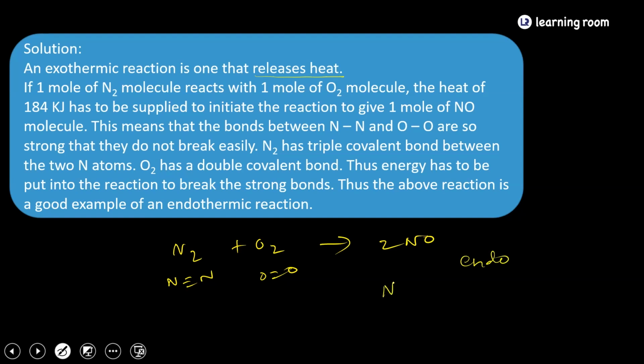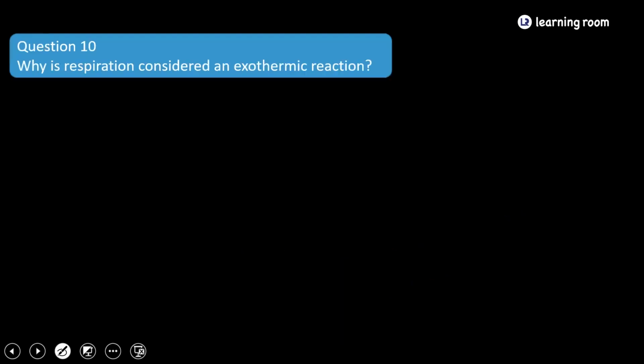Now what happens? The NO bond is formed. Okay? N triple bond O is formed. But this triple bond and this double bond have to be broken. So you have to provide more energy. Then only will it form nitrous oxide. Okay? That is why they say it is an endothermic reaction. So why is respiration considered exothermic? Respiration.